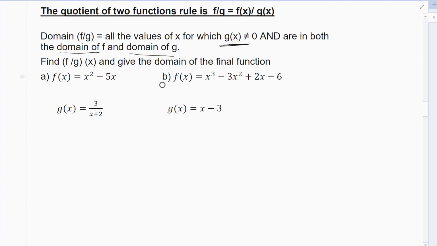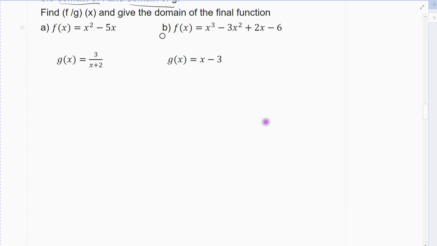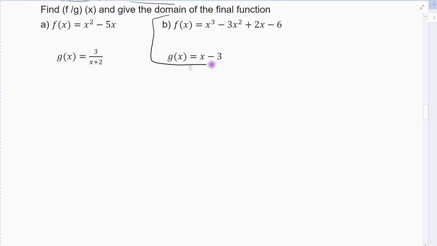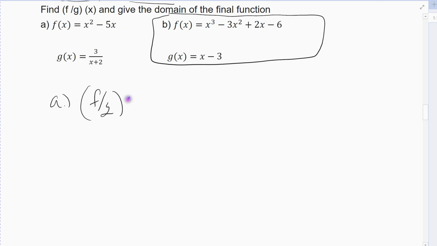I'm actually going to do my work here. I'm going to hold off on B and do A first. So f divided by g of x, which again is just f of x divided by g of x. So f of x would be x squared minus 5x divided by 3 over x plus 2, which is an improper fraction. You don't leave improper fractions.